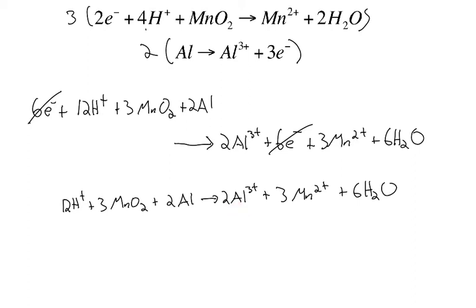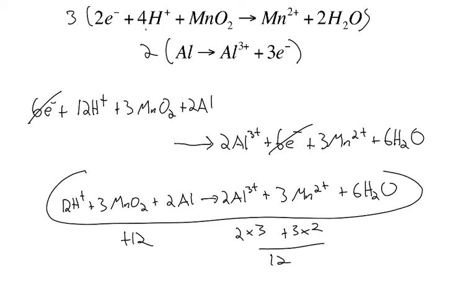And the total charge on the reactant side, I have 12 H pluses, and the other 2 are neutral, so I've got plus 12. And here I've got 2 times 3 plus 3 times 2. That adds up to positive 12 as well. So this is my balanced redox reaction. If you want to see another example, I'll post a second video with an additional example.